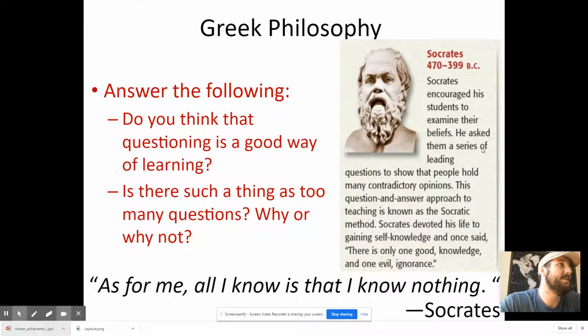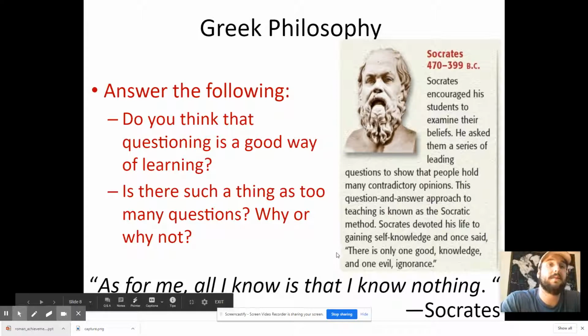So you have 2 questions. First one is, do you think that questioning is a good way of learning? And 2, is there such a thing as too many questions? Why or why not? You could read this little excerpt about Socrates, who was also a Greek philosopher, and maybe his quote right down here might help you answer those questions. So go ahead and pause the video and do that now.